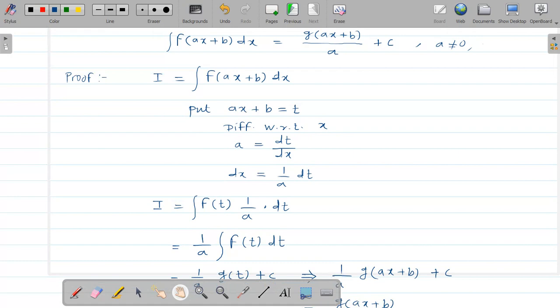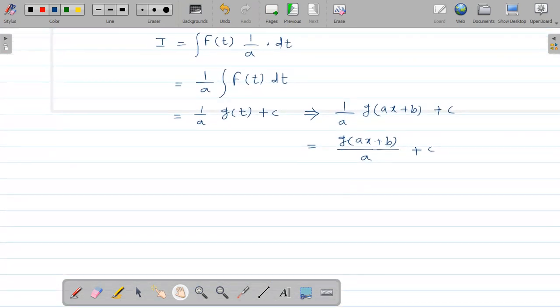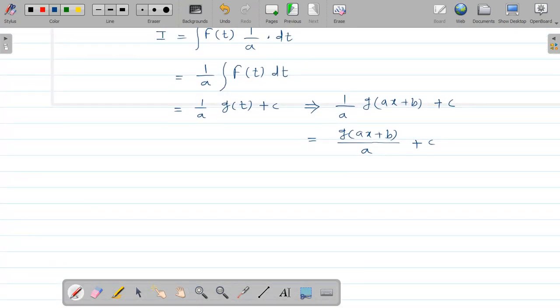If you want to understand this, then I will take one example. Suppose you know that the integration of 1 upon x dx is equal to log x plus c. All of you know this. But what is the integration of 1 upon 3x plus 2? See here, in this case x is replaced by 3x plus 2.